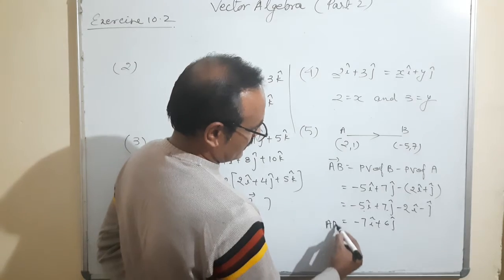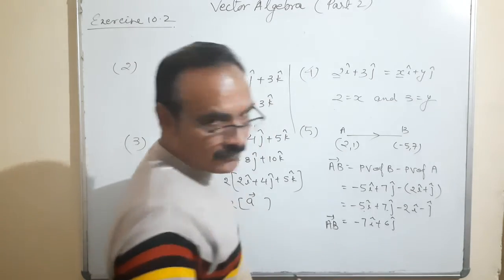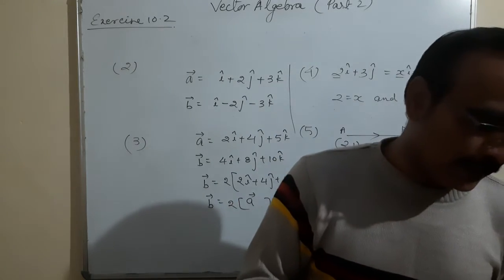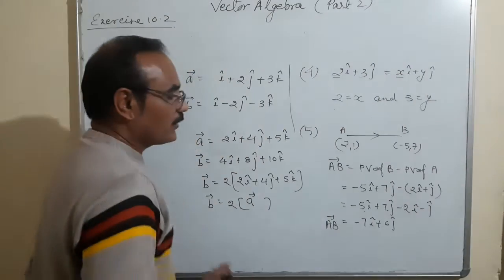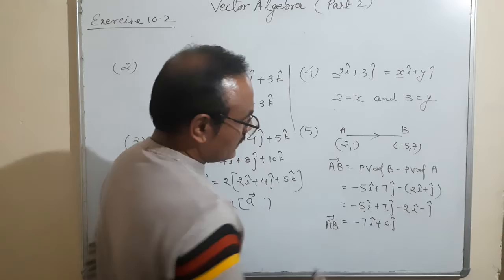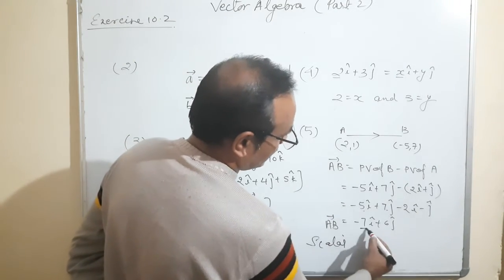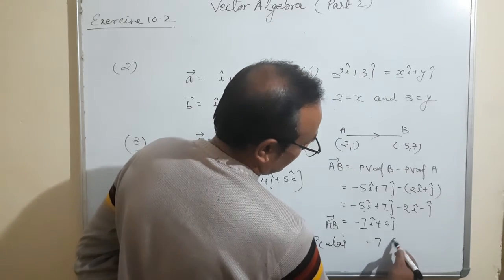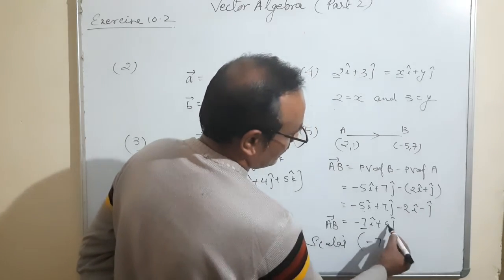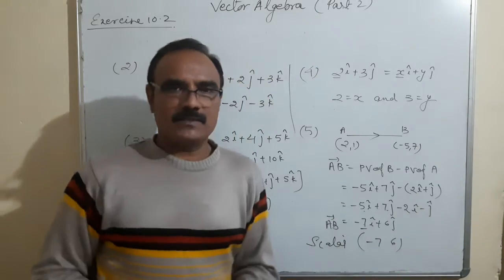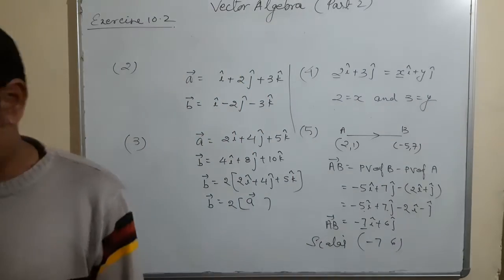What is it? It is vector AB. It is the vector form. We are finding both the forms, the scalar and vector components. So the vector component is this. This is a vector component. Scalar component: -7 and 6. These are the scalar components, and the vector component is -7i plus 6j. Okay.